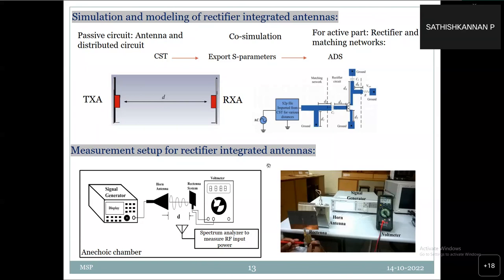Thank you, sir. About the measurement, how to measure the DC power or the RF power to find out the power conversion efficiency? Okay, sir. So we have an RF generator, right? This is your broadband horn antenna, and this is your receiving antenna. You can see this voltmeter giving some kind of DC voltage. Using this voltage, you can find out the DC power for the particular load connected to your rectifier circuit. The RF power can be found out by directly connecting the spectrum analyzer through the bidirectional coupler.